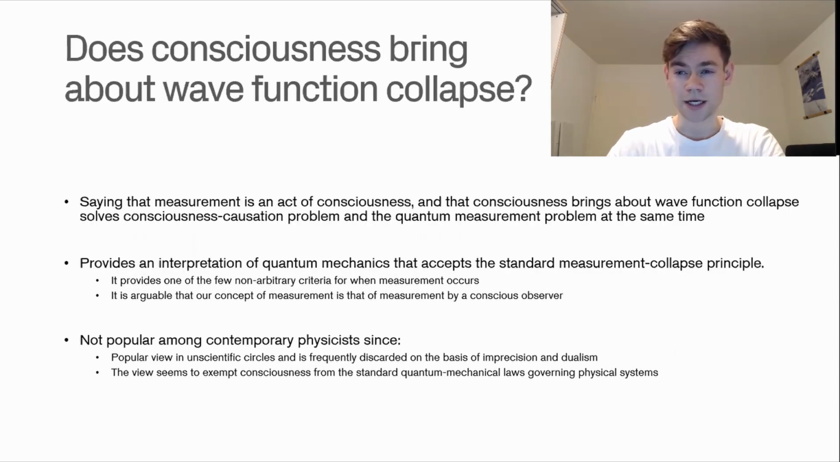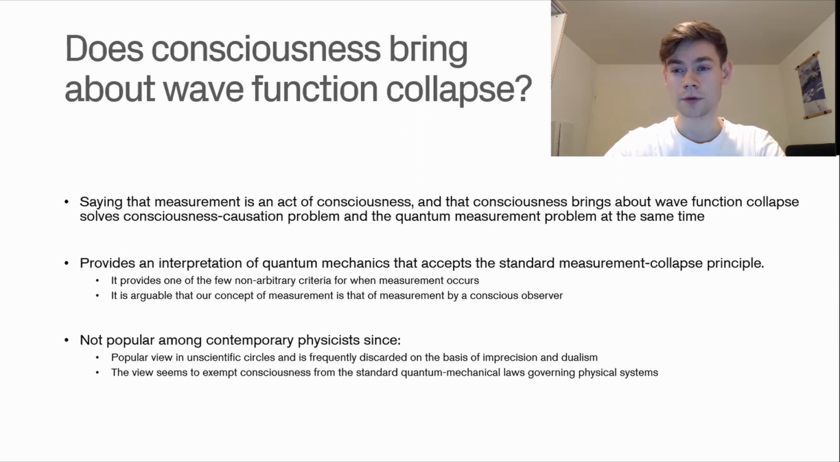The question we want to ask ourselves next is, could consciousness, and in that case, how could consciousness cause the collapse of the wave function? Saying that it is an act of consciousness, just like we stated before, is quite intriguing because it would solve our two problems at once. It would solve the problem of what brings about the wave function collapse, and it would also solve the consciousness causation problem, like we discussed in the mind-body problem slide. And so it would provide an interpretation of quantum mechanics that accepts the standard measurement collapse principle, which, as we said, there's a lot of dispute about currently within the scientific community, what actually happens when we measure this.